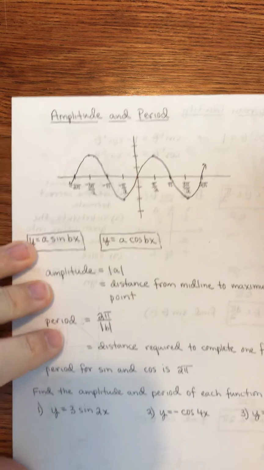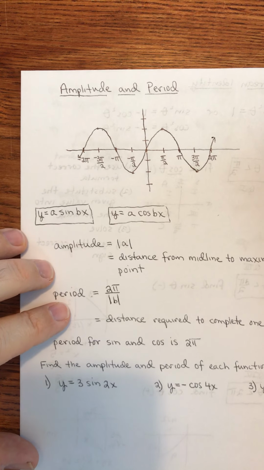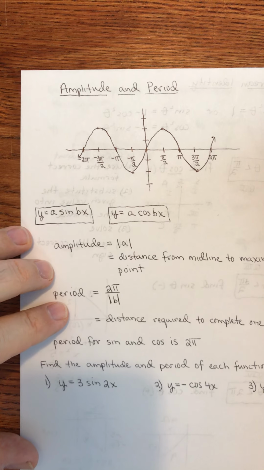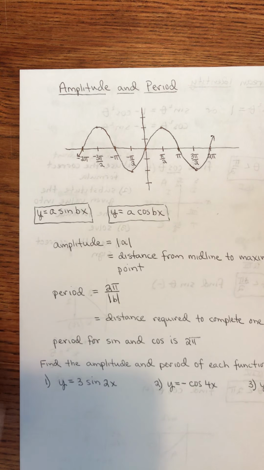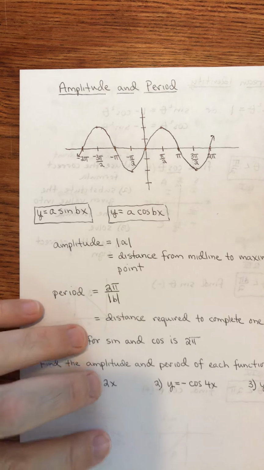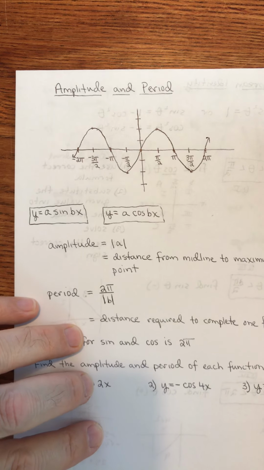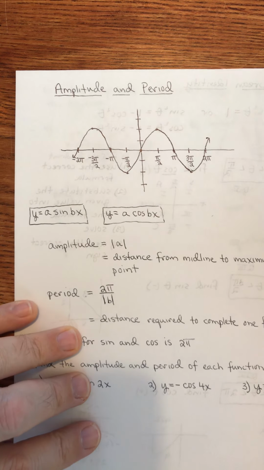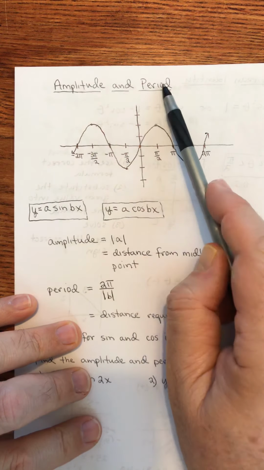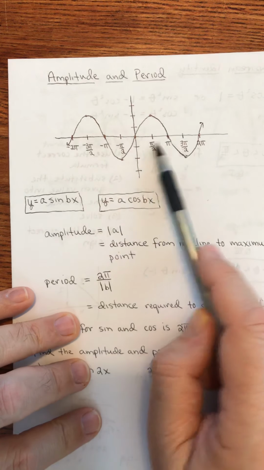All right, today we're going to start our lesson on graphing sine and cosine curves, but before we get into the graphing, which will be the next lesson, not today's, we need some key terms and some features that will help us graph. And that is amplitude and period. We'll come back to this graph in a second.